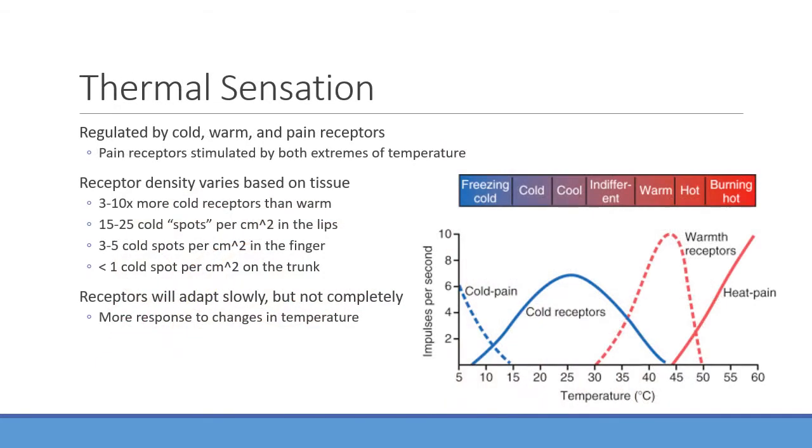Now, thermal sensation, again, gets regulated through the same sort of pain fibers, usually those free nerve endings. And typically, your body's going to have a lot more cold receptors than warm receptors. Depending on the tissue you're dealing with, you can find different numbers of cold and warm receptors. On the lips, you tend to have a very high concentration of these, whereas on the trunk, you maybe have less than 1 per square centimeter, right? So certain areas of the body are going to feel that cold more quickly.